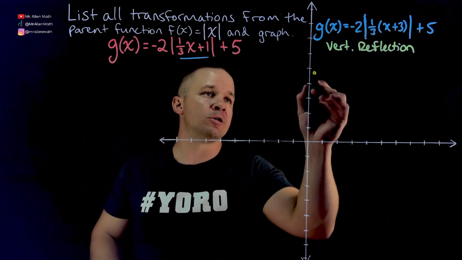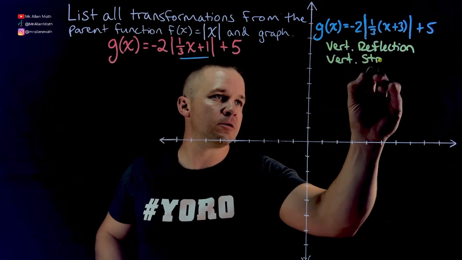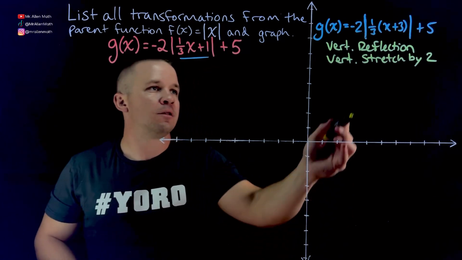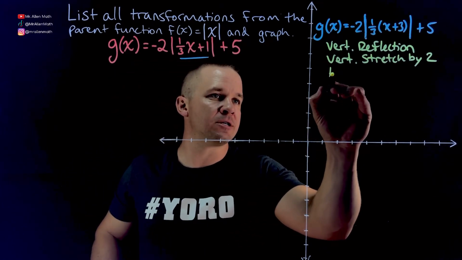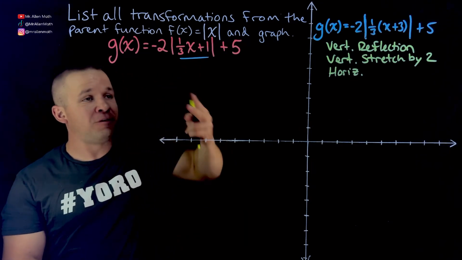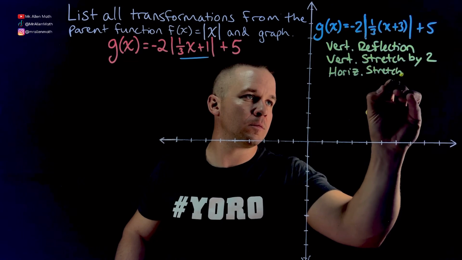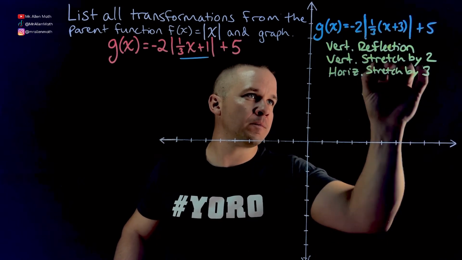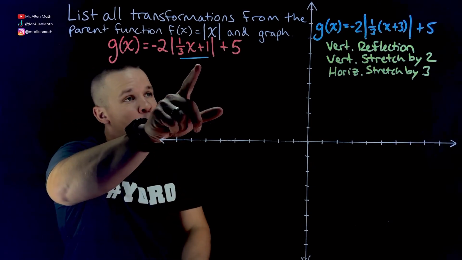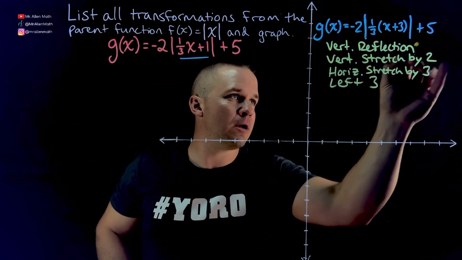All right, next one, 2. That is a vertical stretch by a factor of 2. Then the 1/3, that is a horizontal. Flip it on the inside, horizontal stretch by 3. Then we have the x plus 3 there. We can see it's not left 1, it's left 3. So left 3 and then up 5.